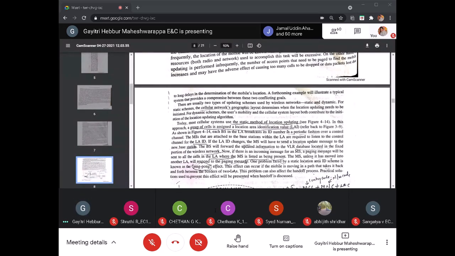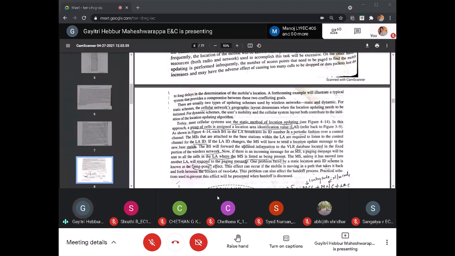So in the case of the handoff process, not only the received signal strength or the threshold value of the radio base station is going to decide whether it belongs to, say for example, radio base station A or radio base station B.